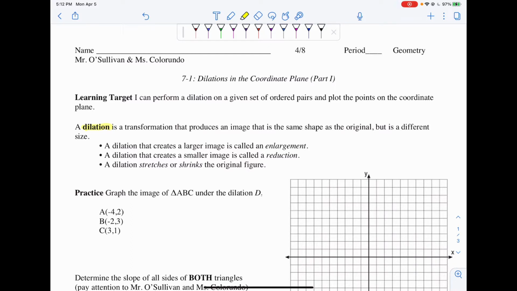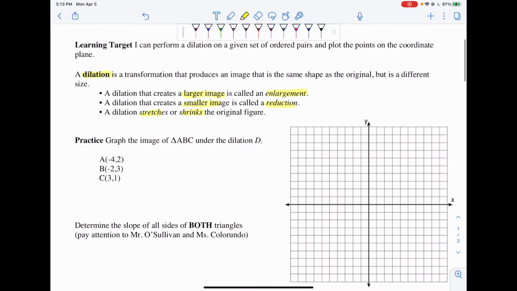So a dilation is a transformation that produces an image that has the same shape as the original. So that means if I start with a triangle, I'm going to end with a triangle. If I start with a square, I'm going to end with a square. If I start with a smiley face, I would hope to end with a smiley face. Just kidding. I'll definitely end with a smiley face. But it will always be a different size, so it can be bigger or it can be smaller. A dilation that creates a larger image is called an enlargement. Makes sense. A dilation that creates a smaller image is a reduction. A dilation stretches or shrinks the original image. So that's the lingo we're going to be using.